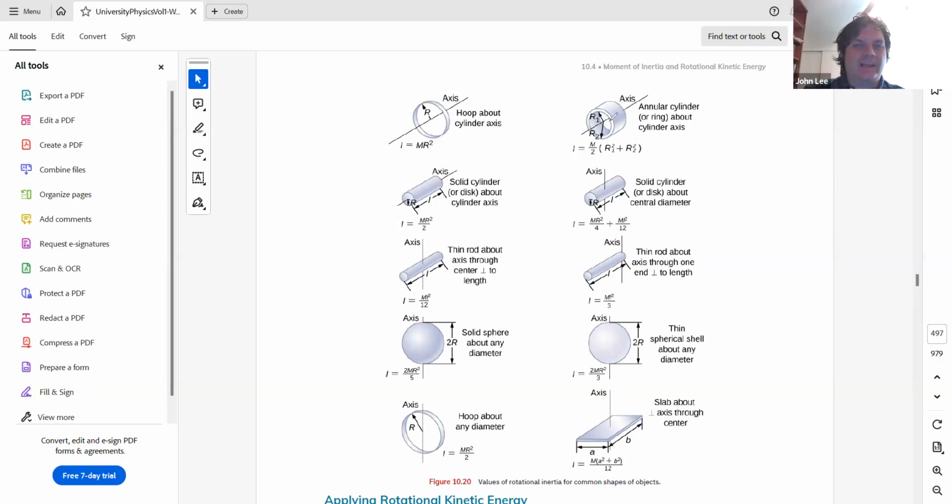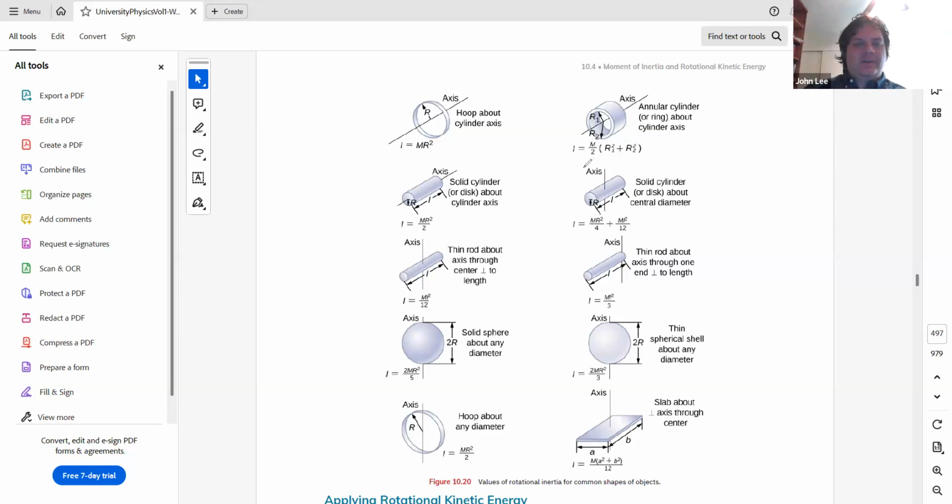But if you have a ring that has some inner and outer diameter, then it's going to be mass over 2 times R1 squared plus R2 squared. So it's basically the average value of R1 squared and R2 squared.